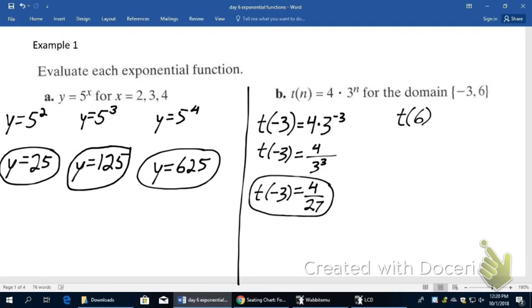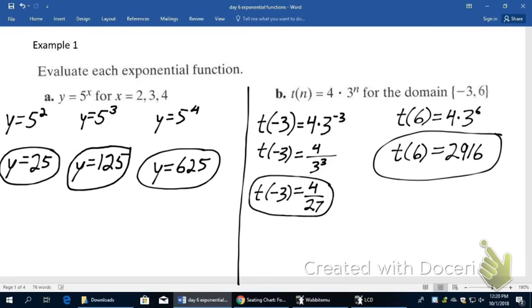I can also do that for 6, where I have 4 times 3 to the sixth power, and that's really easy to put into the calculator there. 3 times itself 6 times, and then multiply that by 4. You get 2,916 for this one.